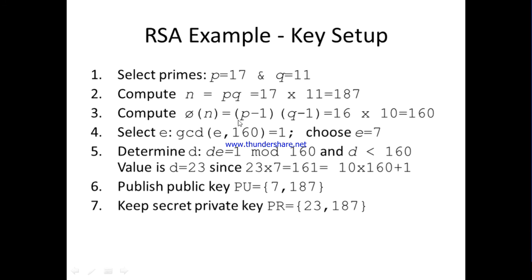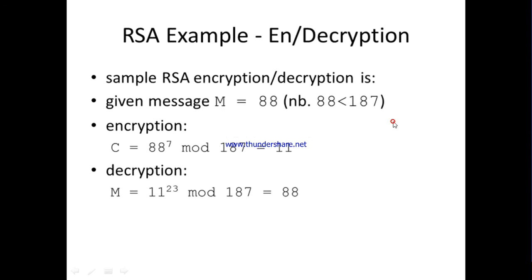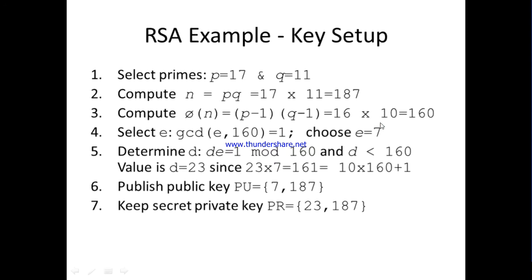Then the next step is phi of n. Phi of n is P minus 1 multiplied by Q minus 1. So that is 16 into 10, because 17 minus 1 is 16 and 11 minus 1 is 10. So in total 16 into 10 is equal to 160.